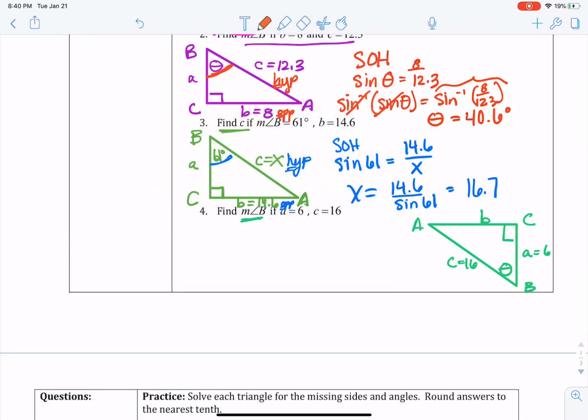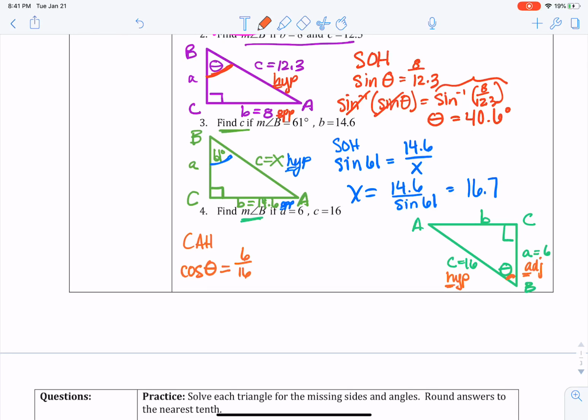And then from this angle, this is the hypotenuse, and this is adjacent. So I have an A and an H. That's ka. So cosine theta equals 6 over 16. This is my only variable. That's the only thing I don't know.